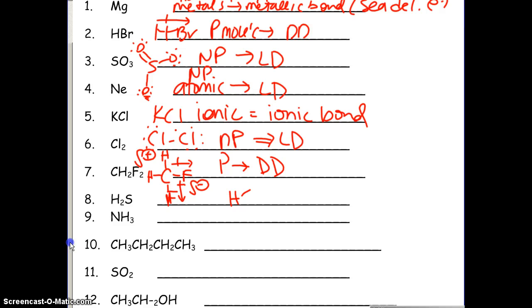H2S looks like this. It has a bent structure. This bent structure causes it to be polar, and since it is polar, it undergoes dipole-dipole. It does not have the ability to hydrogen bond.